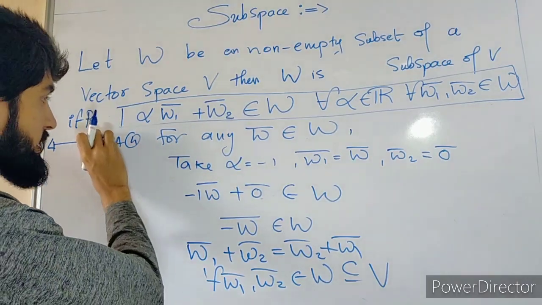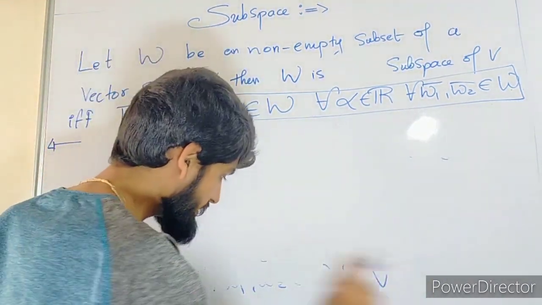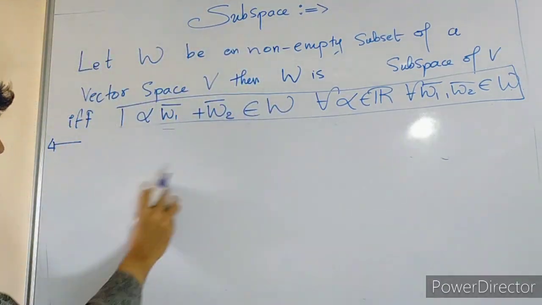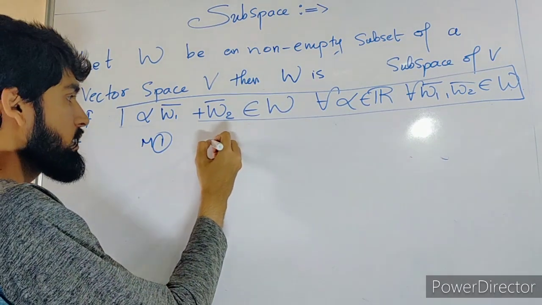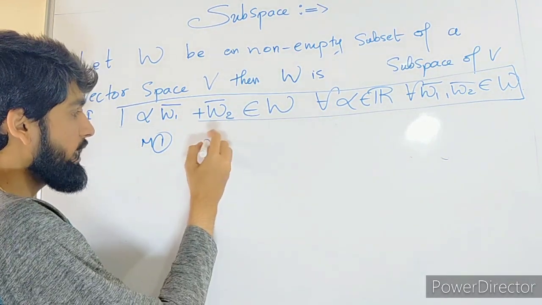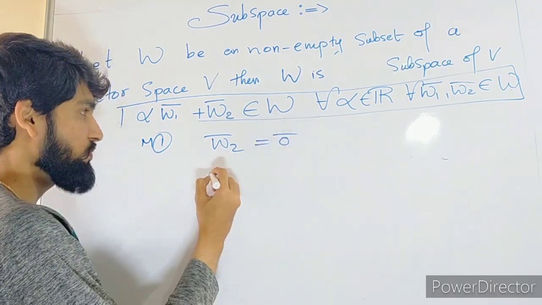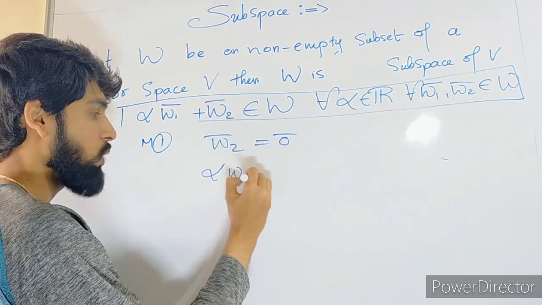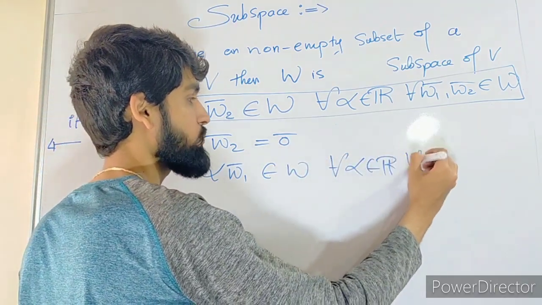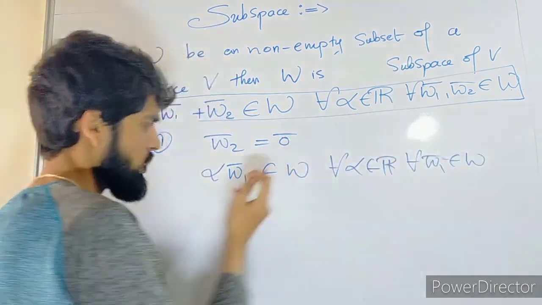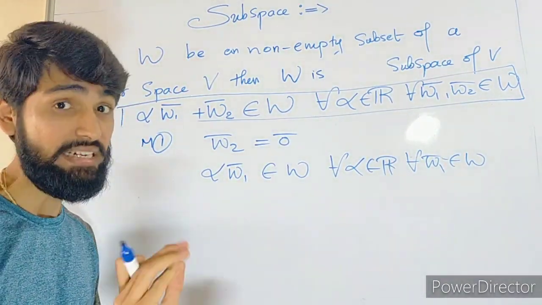Okay, let us see the M1 condition. M1 condition tells us that the scalar product is binary. So for M1, what we will do is take W2 bar equal to 0 bar. What we get is alpha W1 bar is an element of W for all alpha inside R and for all W1 inside W. So this is nothing but the scalar product being closed inside W.